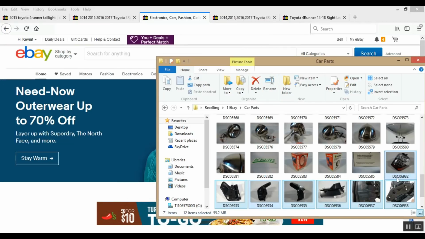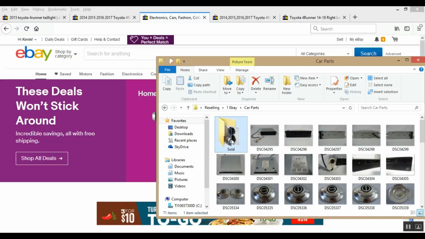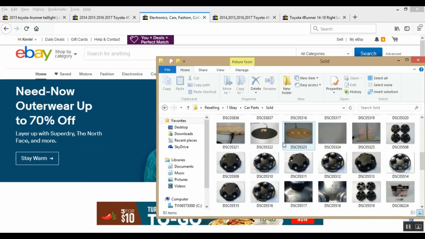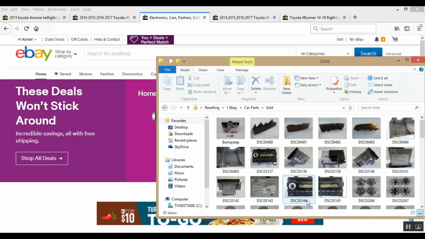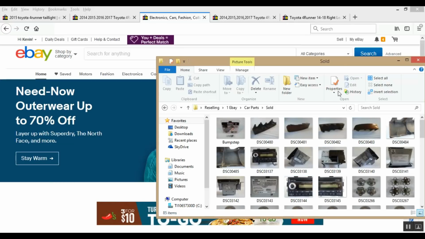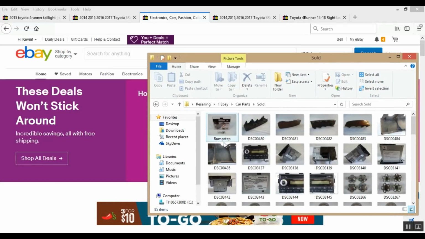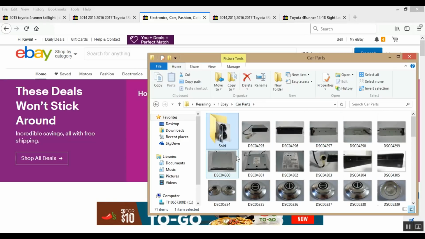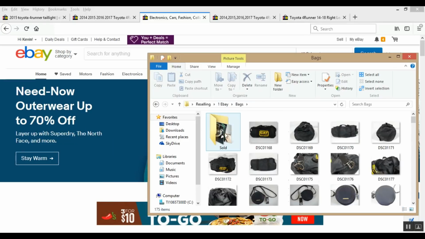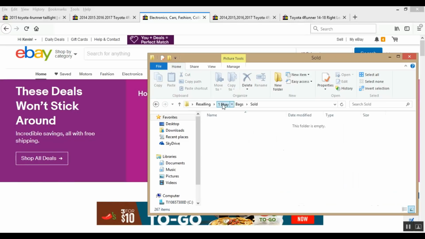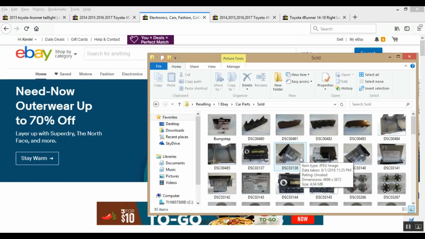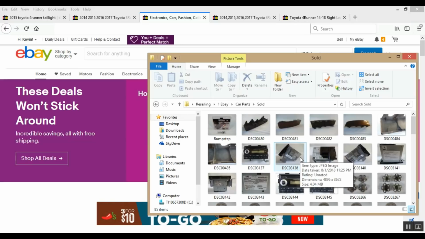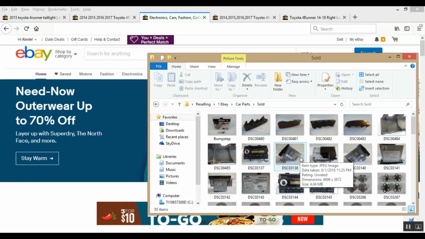Now, one more thing. Once this eventually sells, I will then drop those pictures into the sold folder. So these are all my car parts that have sold. I have not been keeping up with this part as much, but I try to, every month or every other month, grab all the pictures out of my sold folders and drop them on my external hard drive. I have a 1 terabyte external hard drive with thousands and thousands of pictures I've taken for eBay. It clears up space on the computer.